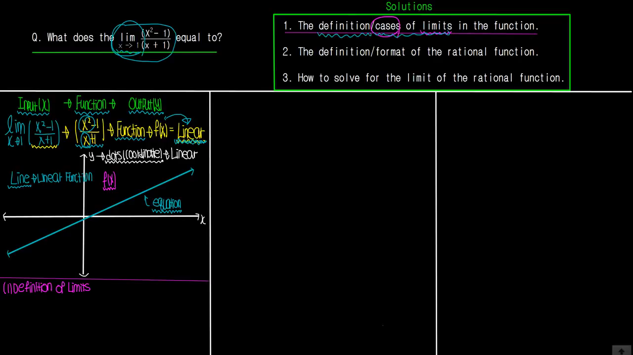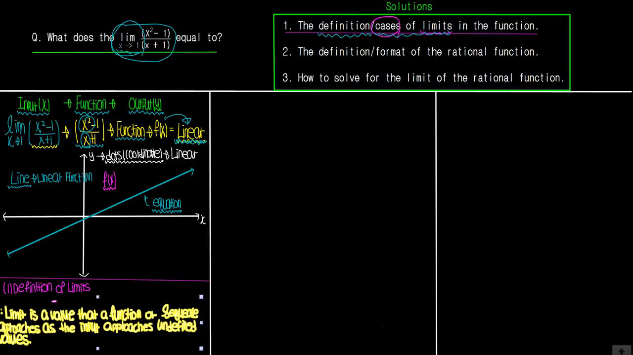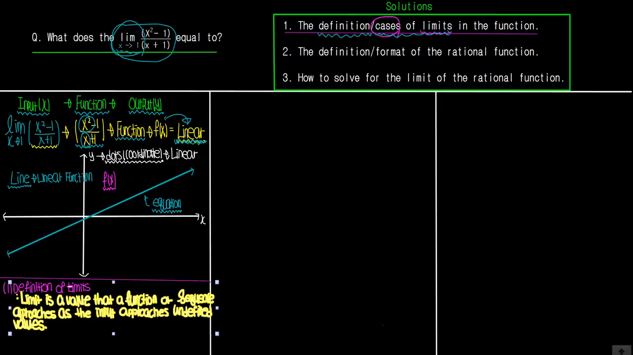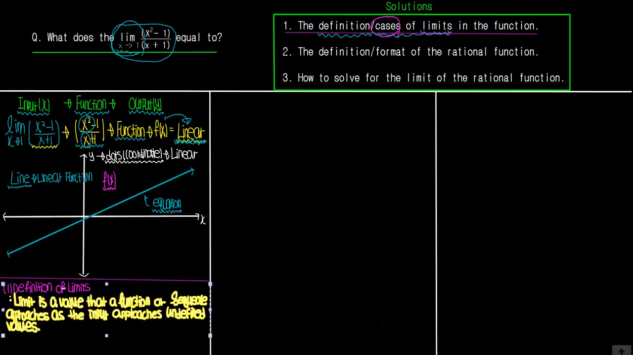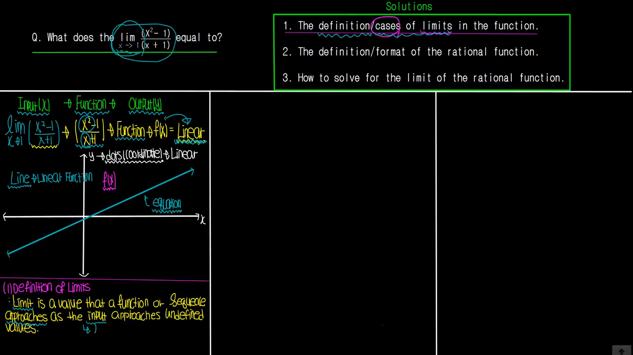The first thing that we're going to talk about is the definition and some cases of limits in our function. The limit is a specific value. The limit value is a specific value that a function or sequence approaches as the input approaches some value. If you think about its definition, the limit value is what the function or sequence approaches, which is f of x, the y value, as the input, the x value, approaches our undefined values.